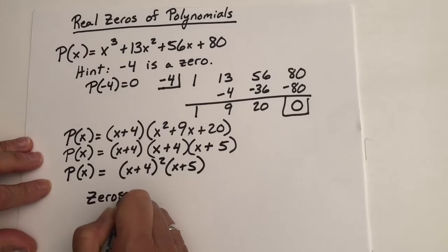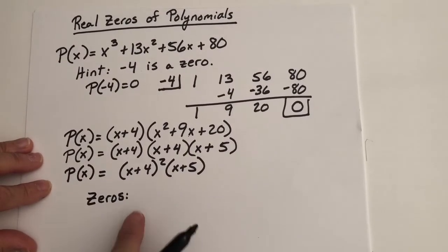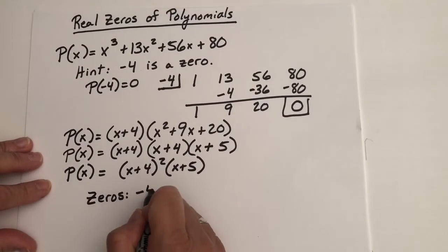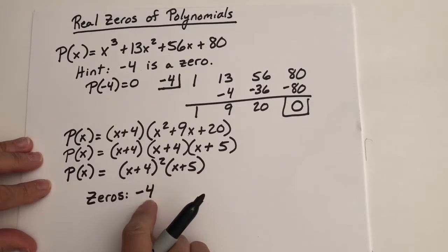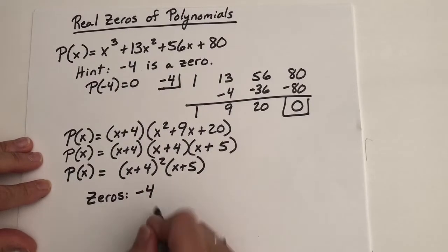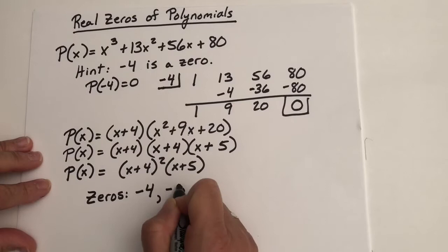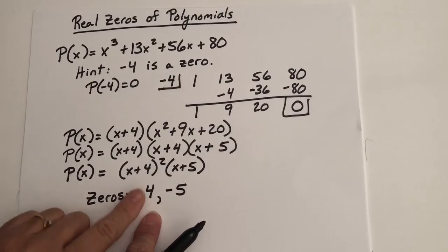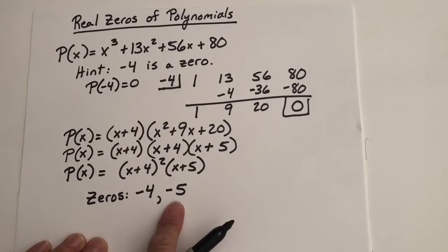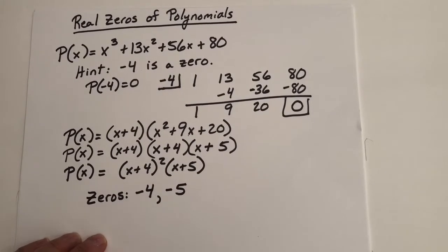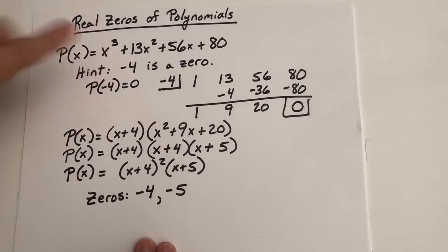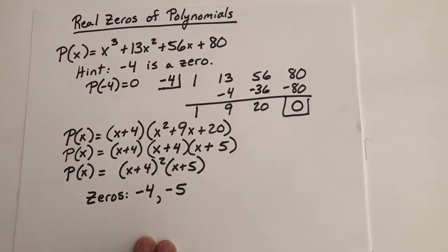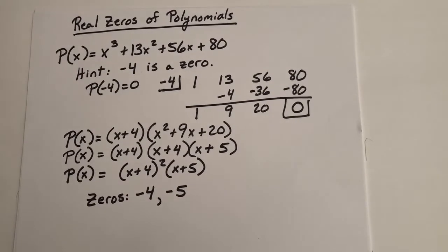Remember, zeros are just numbers. So the zeros are -4 from these factors, and -5. And of course, we could talk about the multiplicity. -4 has multiplicity 2, and -5 has multiplicity 1. But here's the issue. I gave you this information that -4 was a 0. That's what got us on our way. What if we didn't have that?